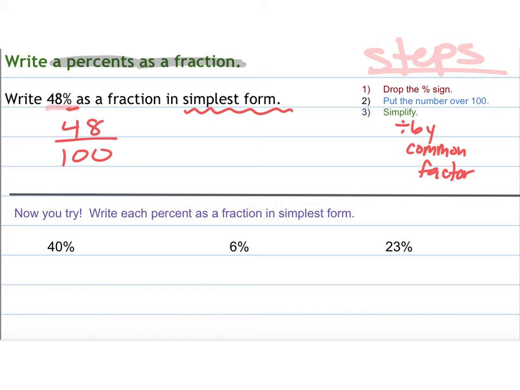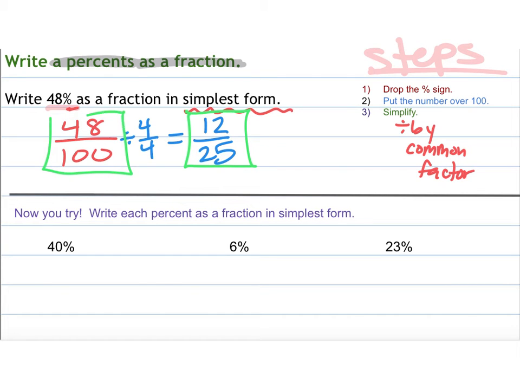So in this case, I see that they're both even, so I could start with 2, but I might recognize that they are both divisible by 4. Starting by 2 would be fine too. You just might have to divide more than once. So 48 divided by 4 is 12. 100 divided by 4 is 25. So this means that 12/25ths is equivalent to 48/100ths and 48%. Those are all equivalent.